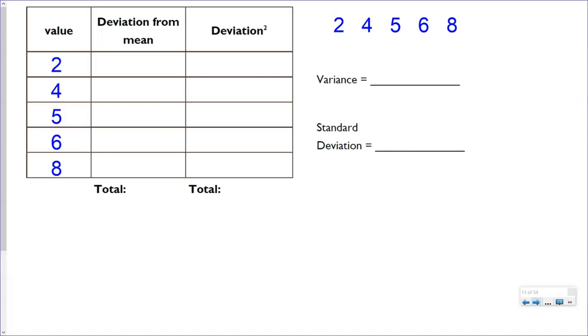In the first column, we'll put the 5 values that we have. The second column is the deviation, or the distance each of those values is from the mean of the data. So we need to find the mean by adding all the data values together and dividing by the number of data values. So the mean for this data set is 5. To find the deviation from the mean, we take each data value and subtract the mean from it. So for 2, the deviation from the mean is -3, which means that 2 is 3 below the mean.